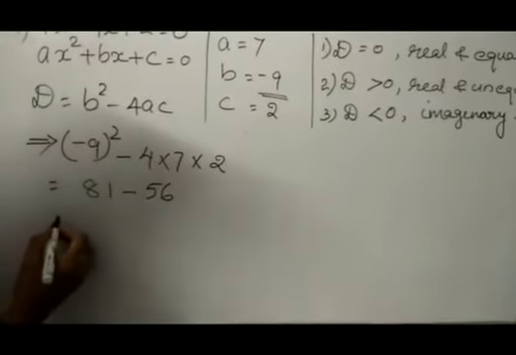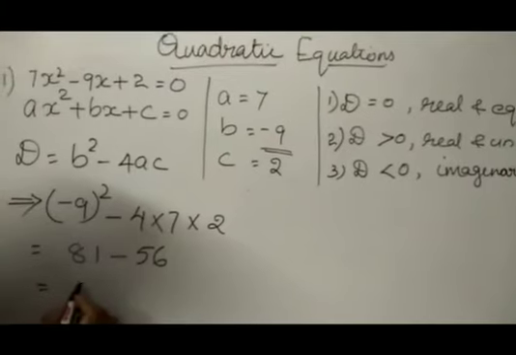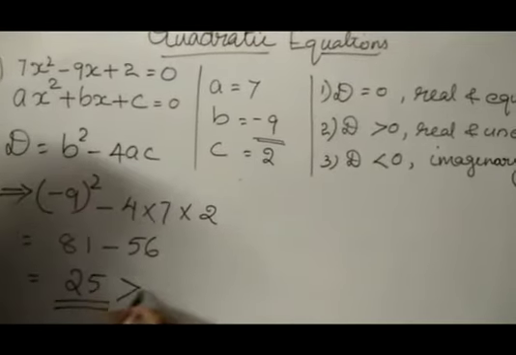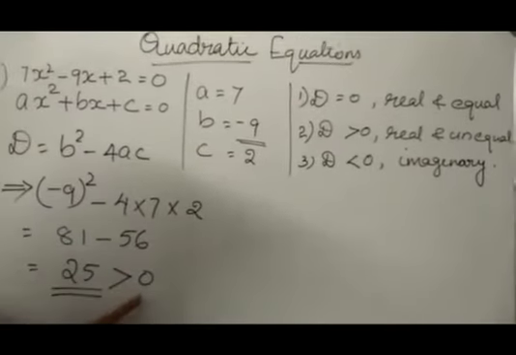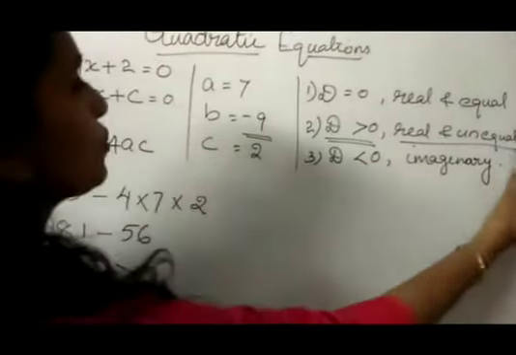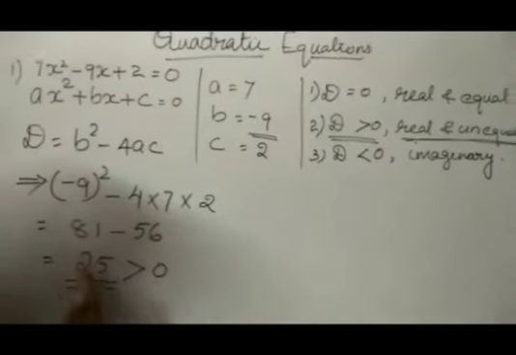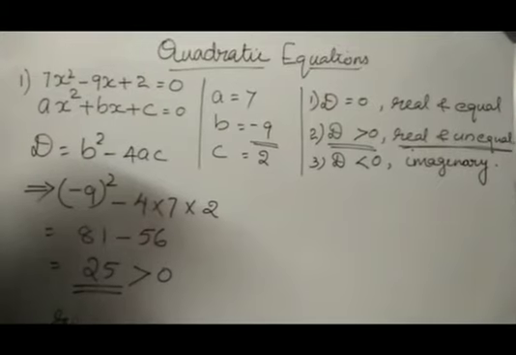Subtract the values here. You will get 25, and this 25 is greater than 0. So we have got our discriminant greater than 0. When the discriminant is greater than 0, the roots are real and unequal. So we can say that the nature of the roots of this particular equation is real and unequal.